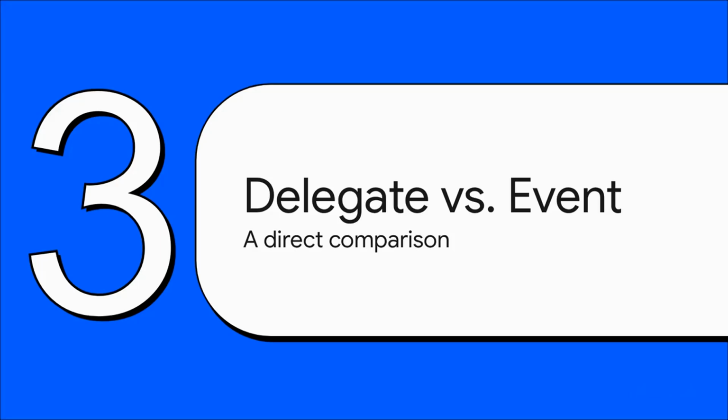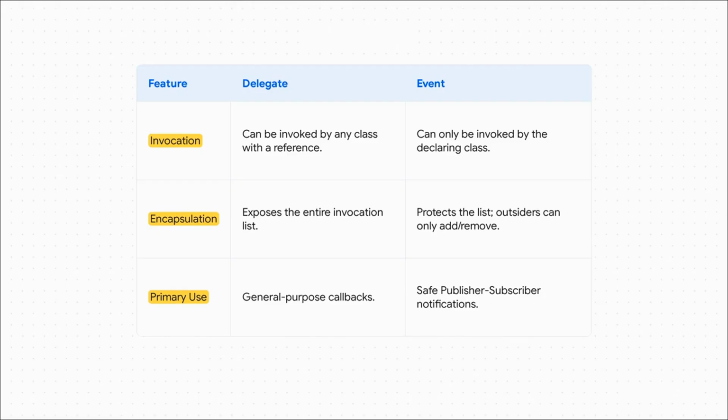Okay, so we've looked at them one by one. Now for the fun part. Let's put them head to head in a direct comparison. This is where it's all going to click into place. This table right here, this is the whole story. Look at invocation. With a delegate, anybody that has a reference to it can call it. That can lead to chaos. With an event, nope. Only the class that declared it has that power.